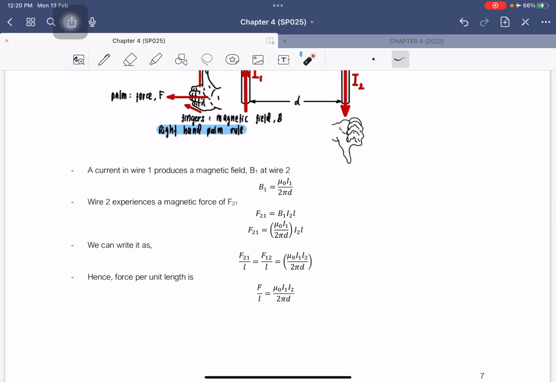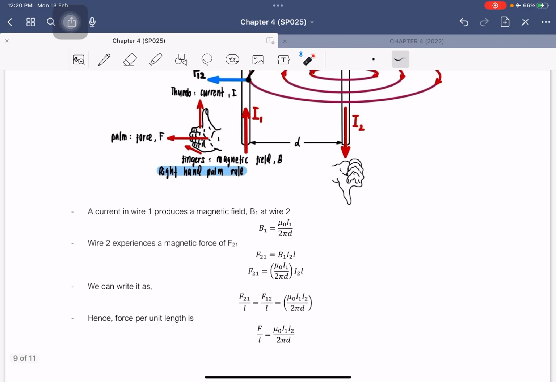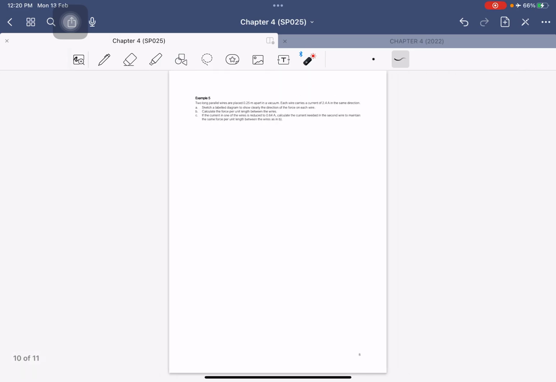Then, a current in wire 1 will produce a magnetic field at wire 2, which is in this equation. Then wire 2 will experience a magnetic force of F21. F21 will be equal to BIL. We know B is equal to this equation here, so we get a formula like this. Hence, the force per unit length formula is this one here.